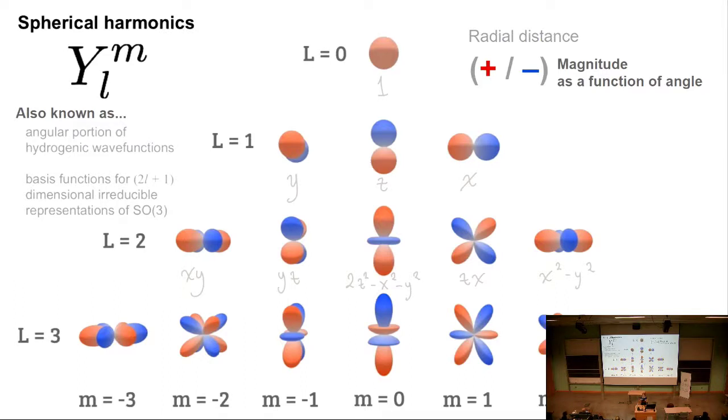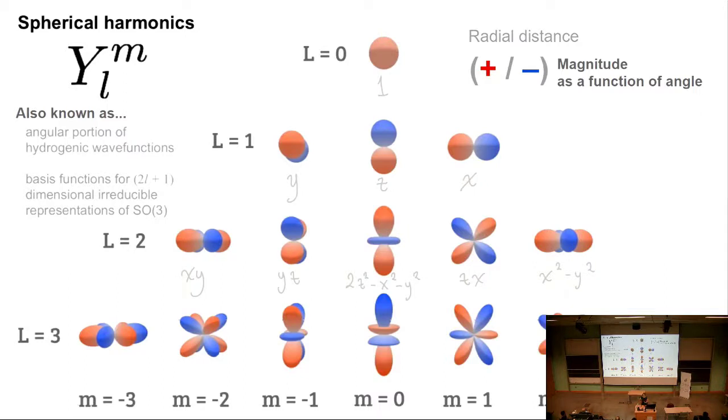L equals 2 starts getting a little bit more complicated. You have these polynomials like xy, yz, zx, and then you have these weird combinations like z squared minus x squared. The reason for that is because x squared plus y squared plus z squared equals r squared, and that's a redundant degree of freedom that you can subtract out because that's equivalent to L equals 0. So that's what these things are.